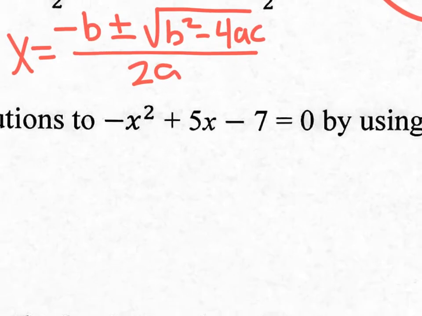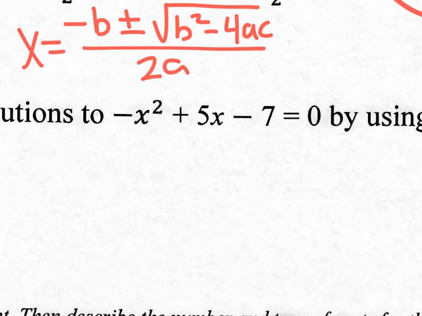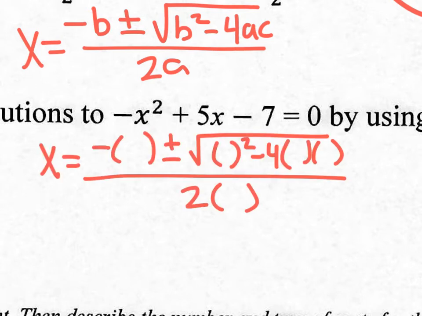You actually have to work it out. So once again, let's replace the variables in the formula with parentheses. The b value happens to be 5. So put a 5 right there and a 5 in there. The a value happens to be -1, and the c value happens to be -7. And down here the a value is -1.